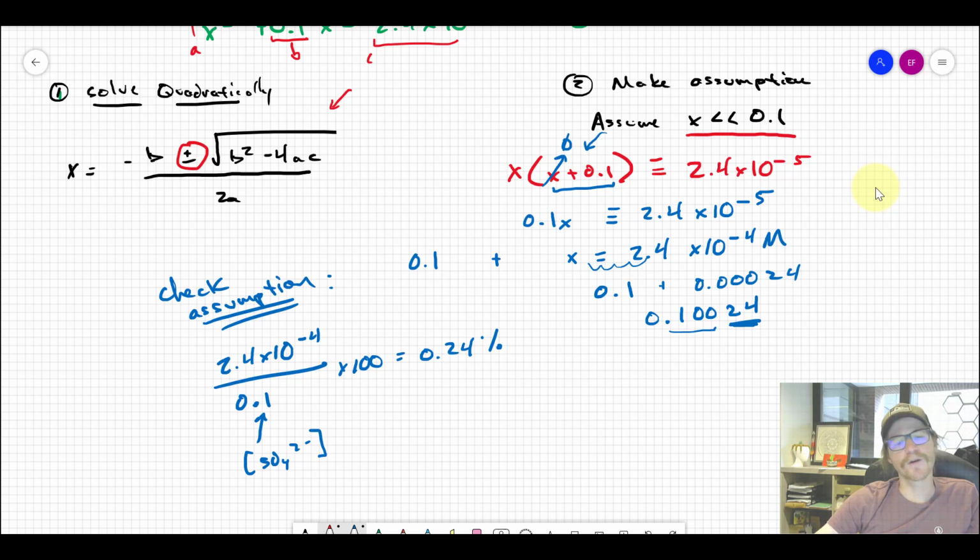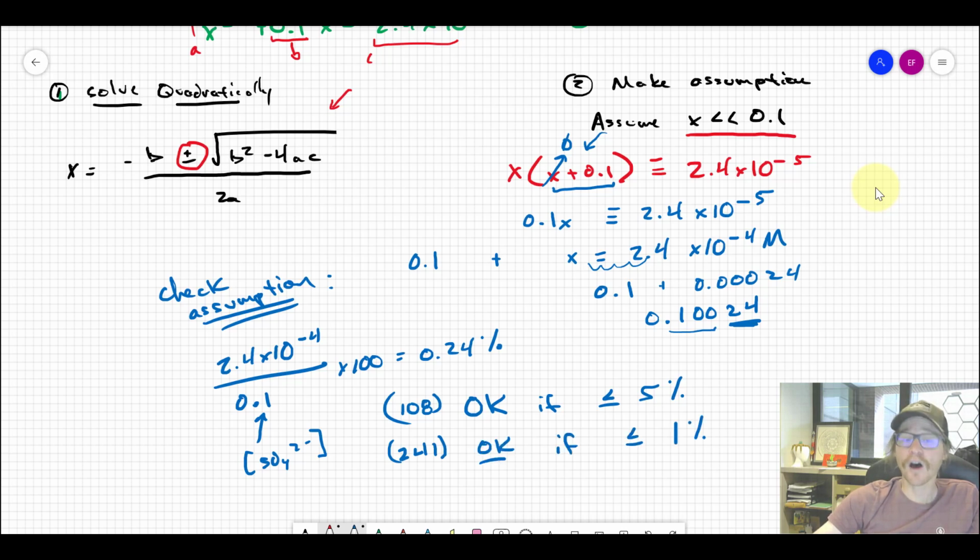In Chem 108, we often said that it was okay if less than or equal to 5%, which gave us a 5% error window. We said, if it changes that much, no big deal. I'm not going to put down a value for you per se, but I'll say generally okay if less than or equal to 1% unless otherwise noted.